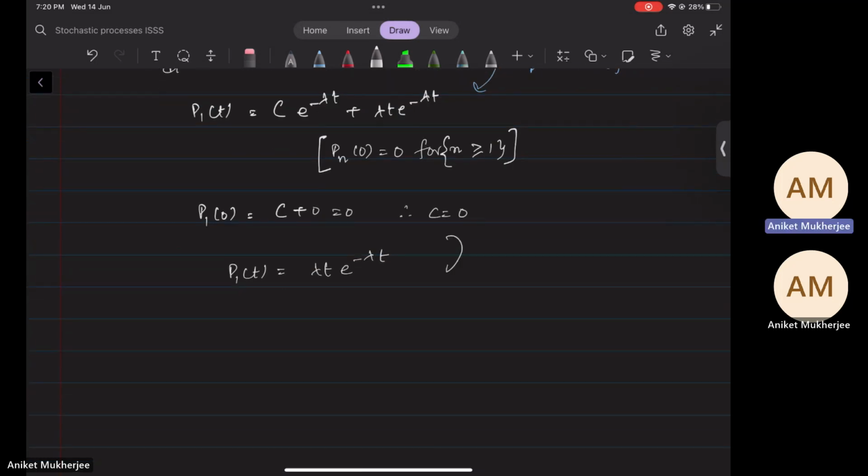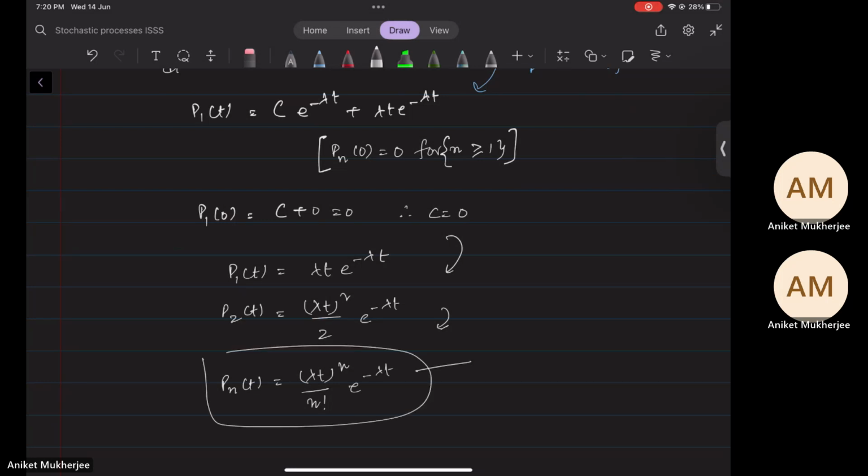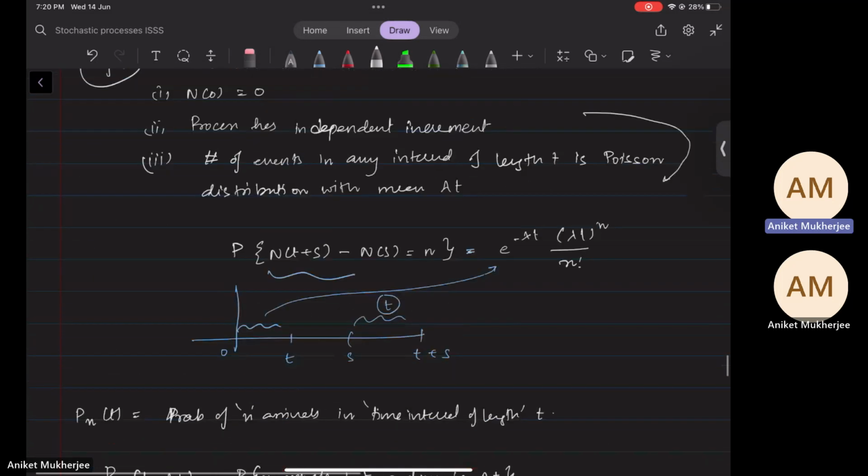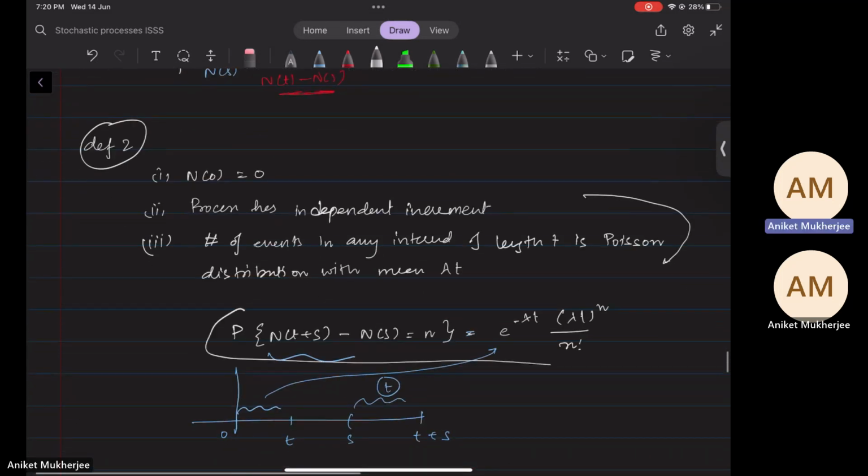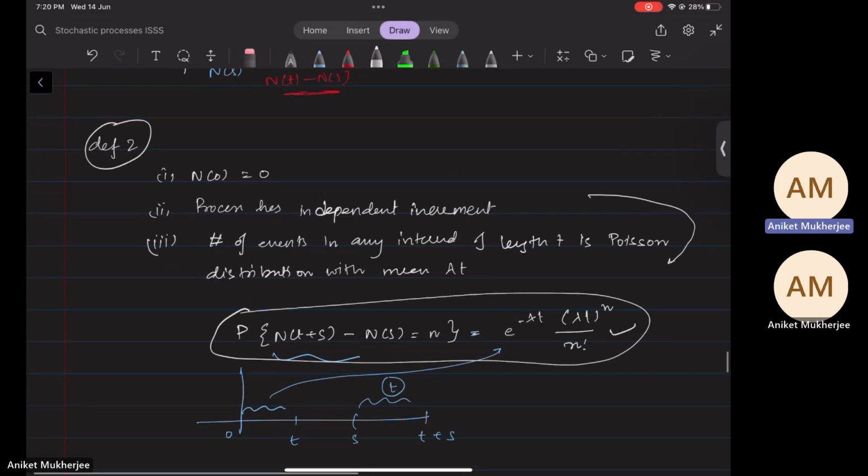Now similarly, you solve this one by one, you get P2(t) equal to (lambda t) whole squared by 2 e to the power minus lambda t. Then similarly, what you get is Pn(t) equal to (lambda t) to the power n by n factorial into e to the power minus lambda t. This is the Poisson distribution, which is what the second definition claims. The second definition claims that in an interval of t, you get it with Poisson distribution.